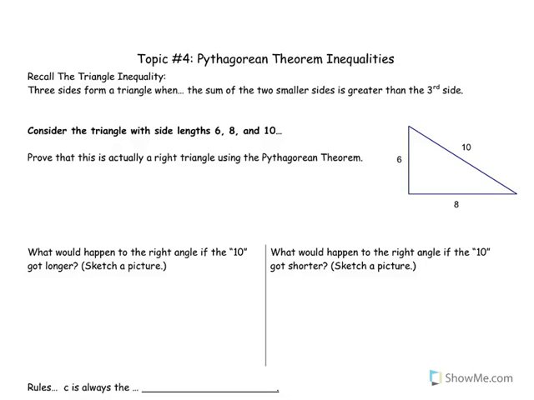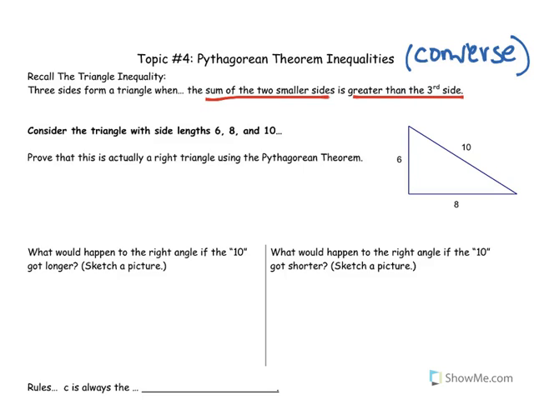All right, so topic 4 is going to be about the Pythagorean theorem inequalities. Other places you might see this as the converse of the Pythagorean theorem, okay? But we need to remind ourselves of something from Unit 3. So the triangle inequality says that 3 sides form a triangle in general when the sum of the 2 smaller sides is greater than the third side.